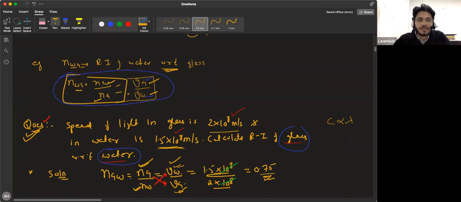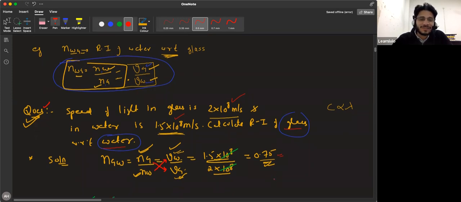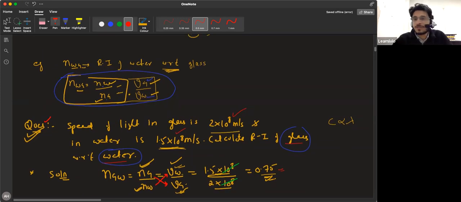I was making a mistake. Sorry, 1.3 is the wrong one. 0.75 is the right one. Akshay, you're wrong. Ishma is wrong. Minashi was right. Anabir was right earlier. Is it clear? We're doing glass with respect to water. So velocity in water divided by velocity in glass, 1.5 by 2. So it's 0.75.